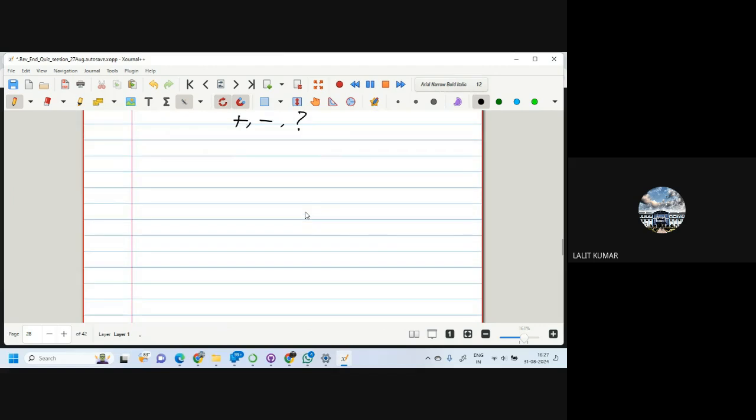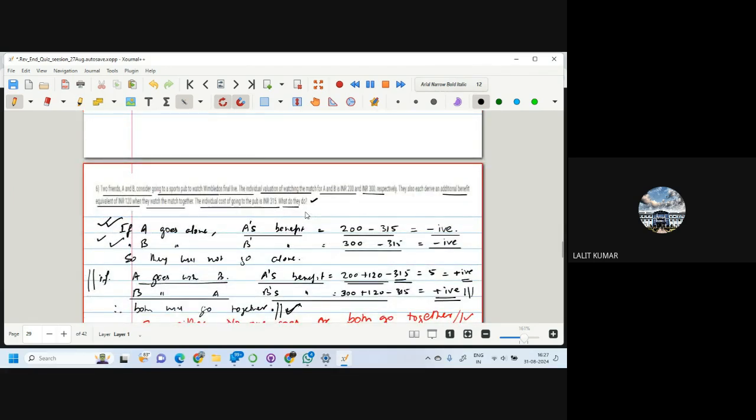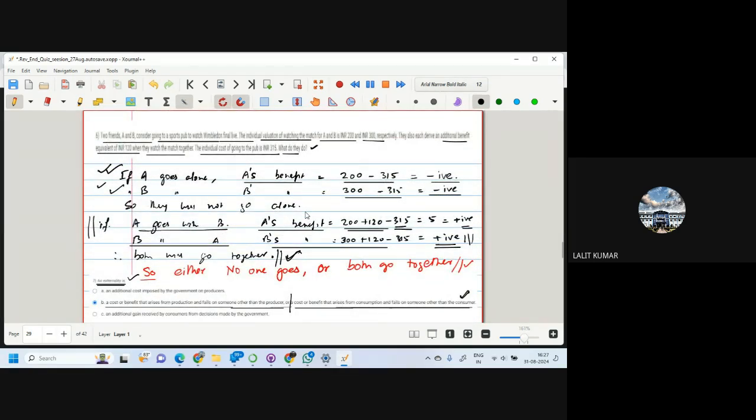So this we had made earlier, and this is a question of two friends, A and B, considering going to a sports pub to watch the Wimbledon final live. Individual valuation of A and B is 200 and 300 respectively. They also each derive an additional benefit equivalent of 120 INR when they watch the match together. The individual cost of going to the pub is rupees 315.